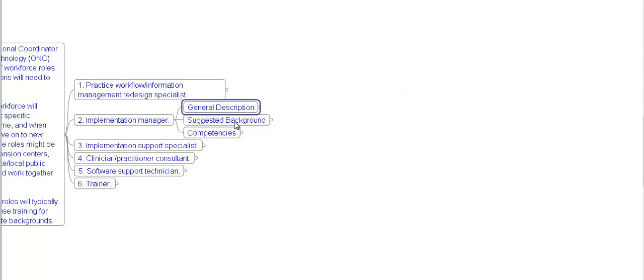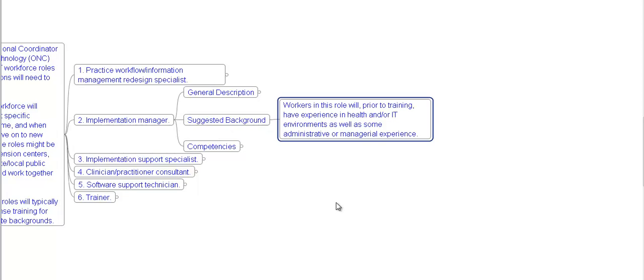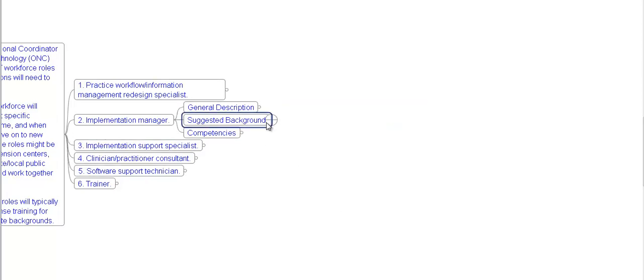What background is required for this position? Implementation manager. Workers in this role will, prior to training, have experience in health and/or IT environments as well as some administrative or managerial experience. What competence is required?